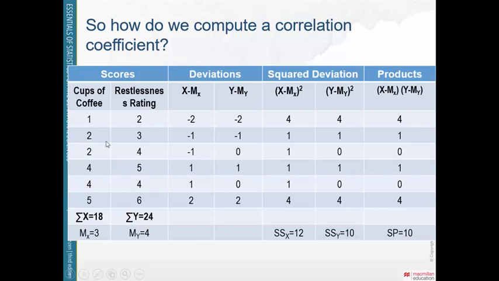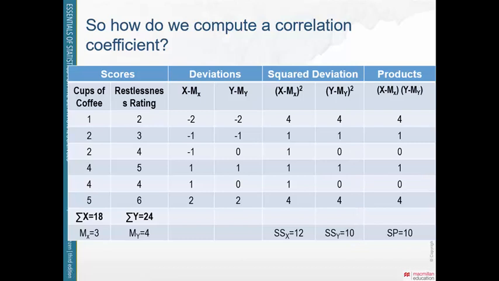And then you also do the same with the restlessness rating, right? 2 minus the mean of 4 is -2. That's our y deviation. And then you square it. That's 4. 3 minus 4 is -1. Square it is 1. And you go all the way down there. Then you've got your sums of squares. So sums of squares for x is 12. Sums of squares for y is 10.